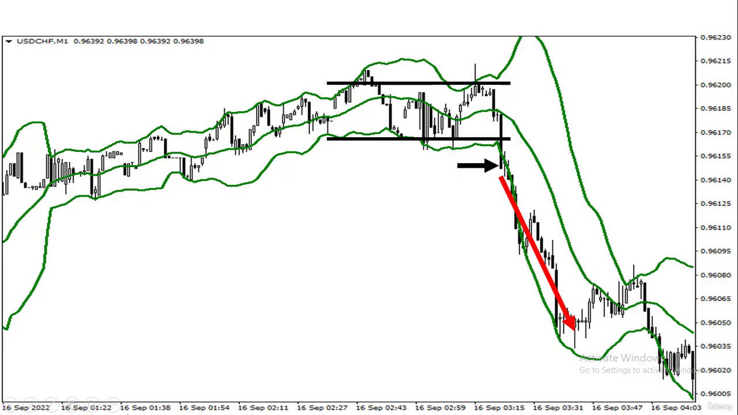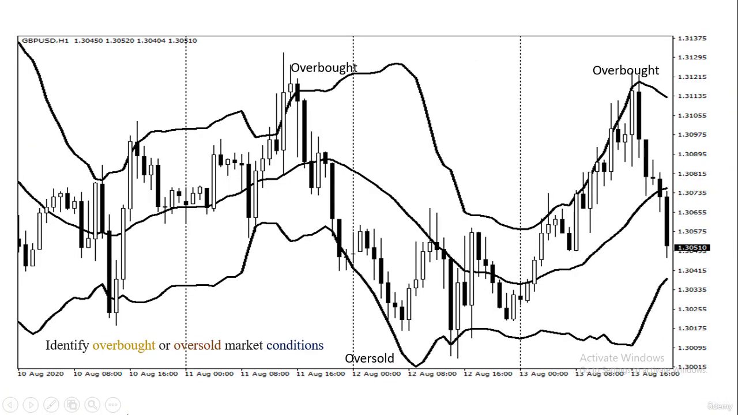Another use of Bollinger Bands is to identify overbought and oversold market conditions. When the price of the asset breaks below the lower band of the Bollinger Bands, the price has fallen too much and is due for a bounce. On the other hand, when the price breaks above the upper band, the market is overbought and due for a pullback.